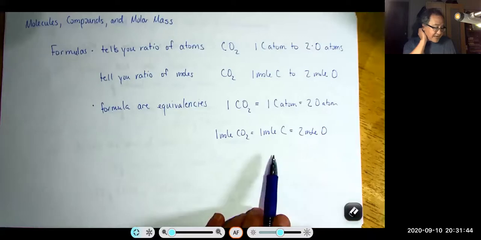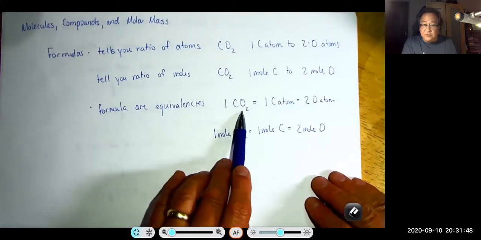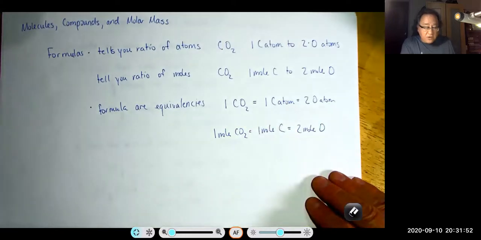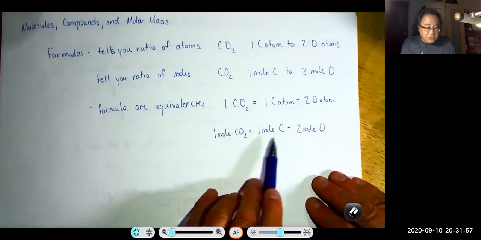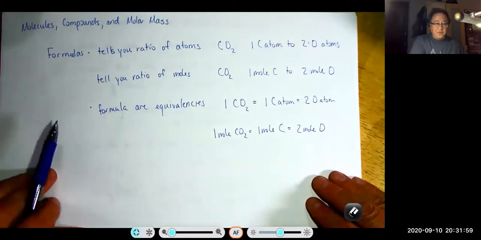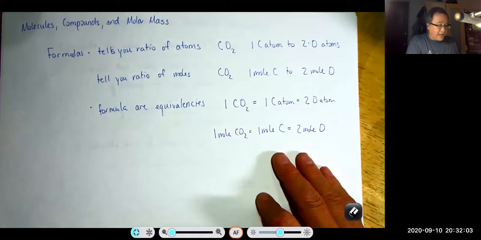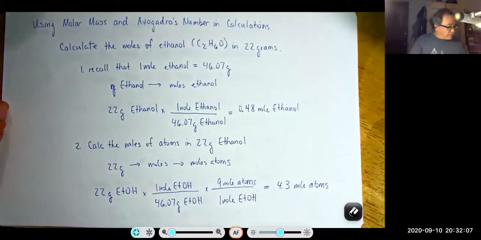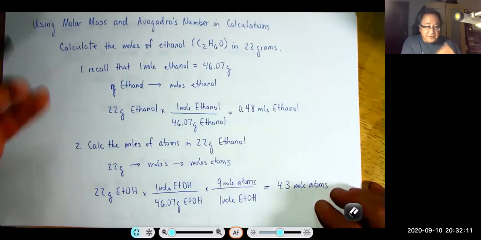We can say that if you had 1 molecule of CO2, that would be 1 carbon atom and 2 oxygen atoms. Or if you had 1 mole of CO2, it's 1 mole of carbon atoms and 2 moles of oxygen atoms. So when you have an equivalency like that, it's a potential conversion factor. So let's look at molar mass and Avogadro's number in some more calculations.